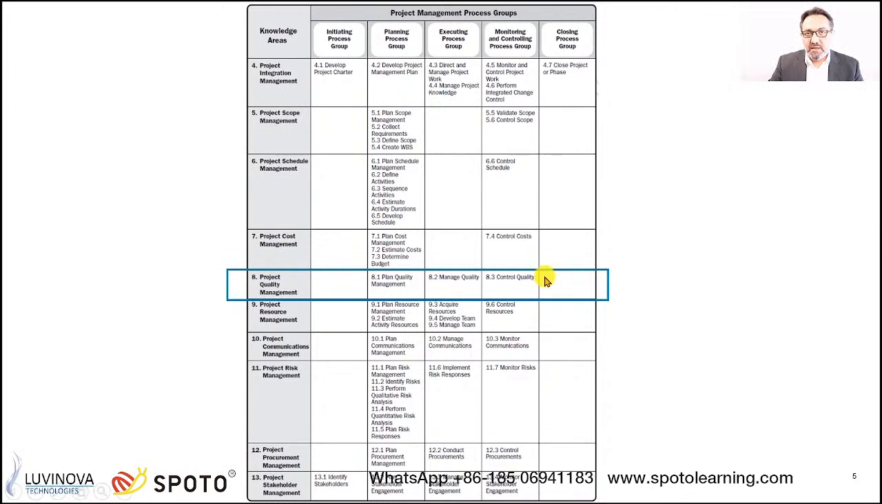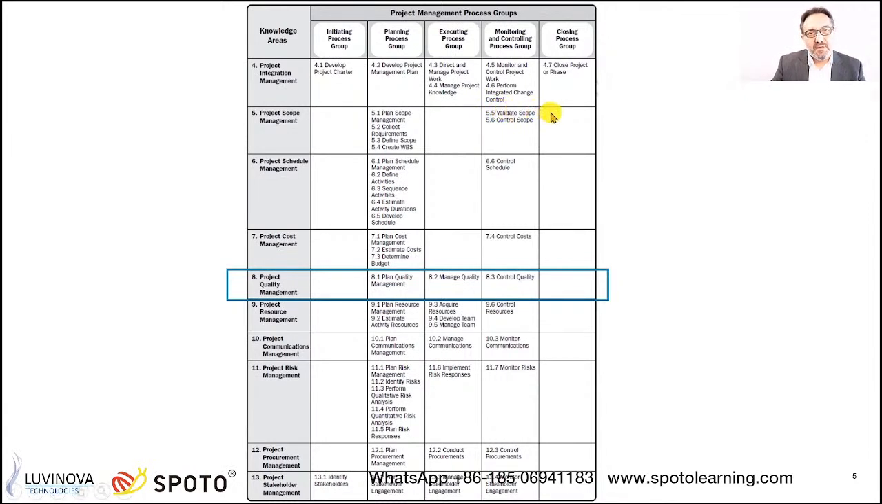Then verified deliverables becomes an input to validate scope. This is where you need to sit with the customer, demonstrate your deliverables, and get the acceptance, right? So the input to this, we call it verified deliverables. We don't have deliverables as an input to validate scope, because your quality needs to inspect first. So we call it verified deliverables.